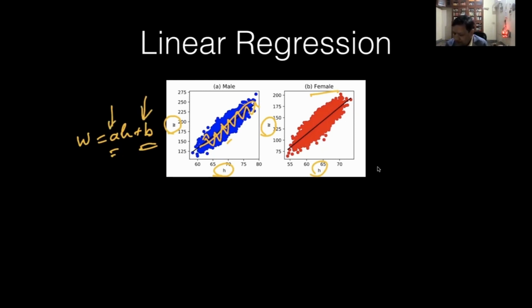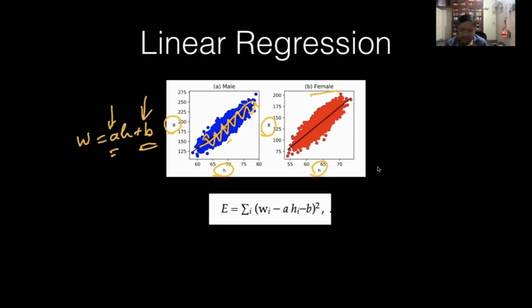Okay, so the idea is you have a measure of error. Okay, so given hi, I make a guess that this is a fit, this fit of W. So I make a model saying it is A hi plus B, given A and B, but the real weight, given hi, is Wi. So it's the error. So, well, I square it. Okay, so this is standard stuff. We want to minimize the square error.